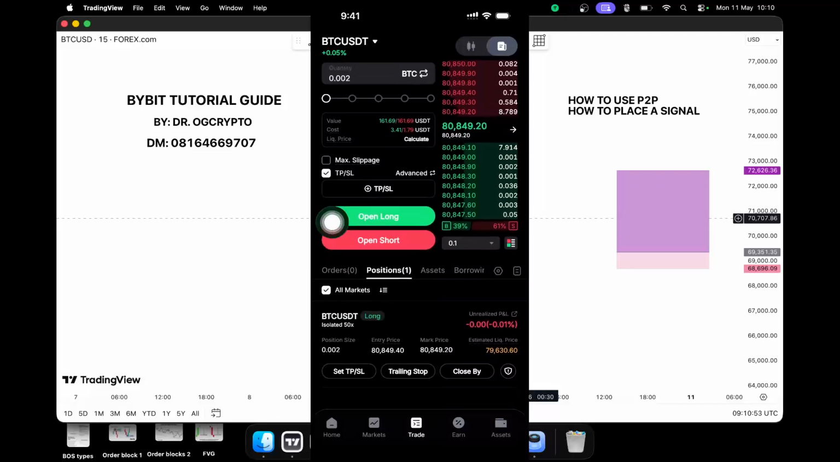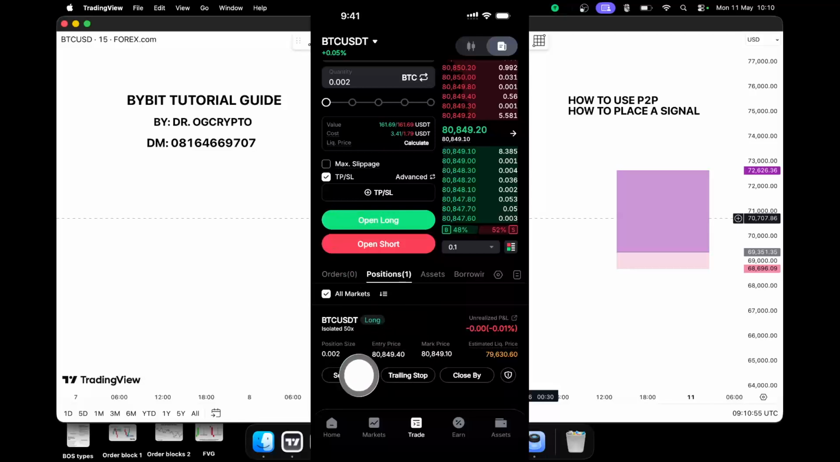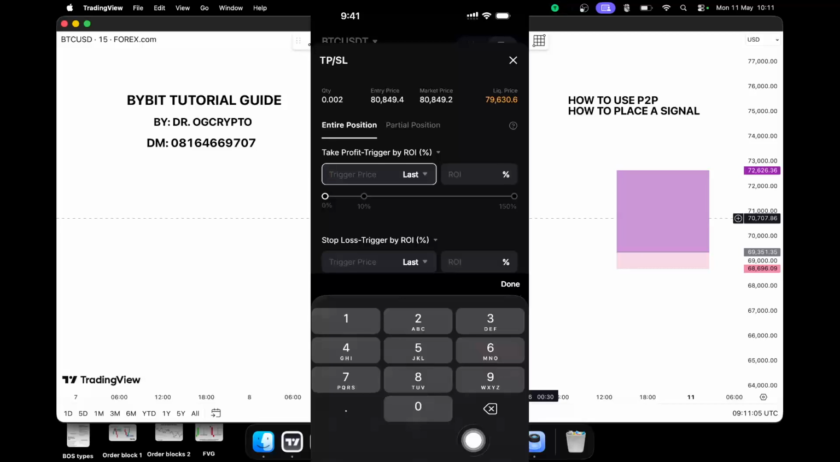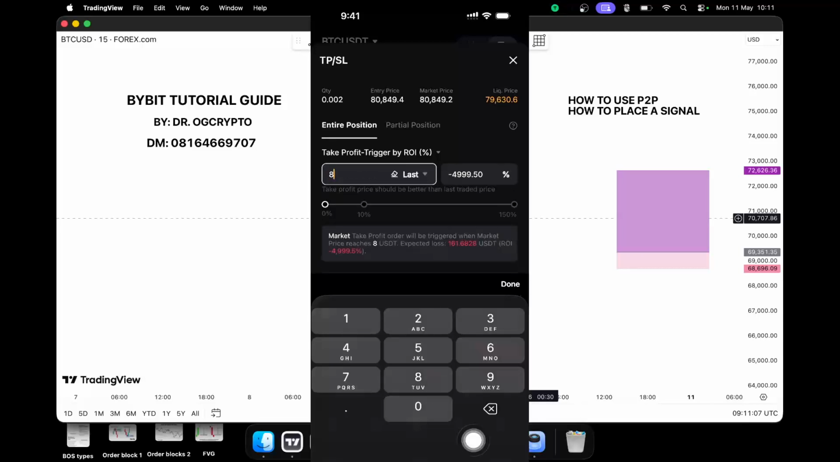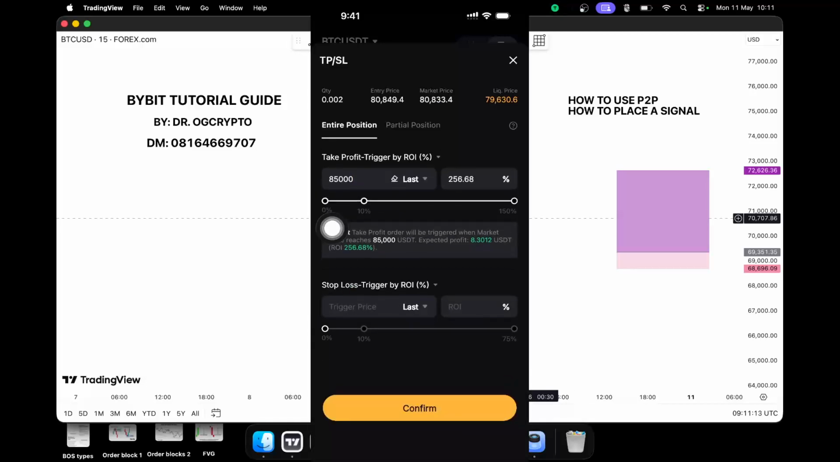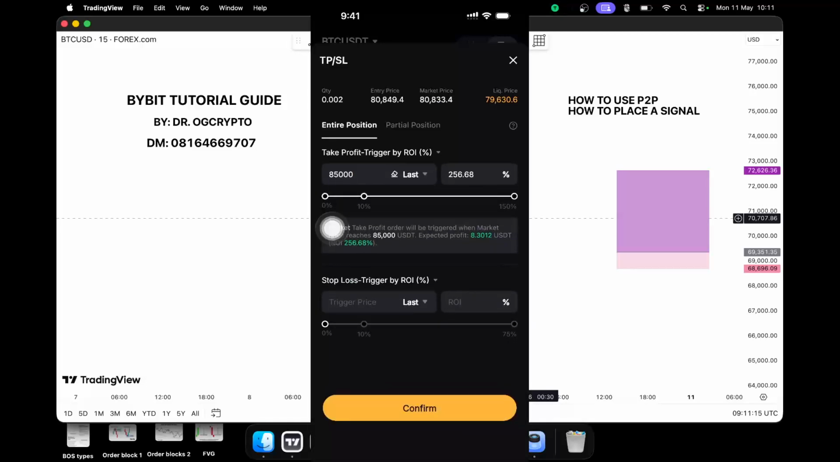You can see I just opened this trade now. So I can set my take profit and stop loss. You understand? So let's set take profit to, let's say, 85,000. So I'm going to make $8 from that trade if Bitcoin reaches 85,000 from 80,000.